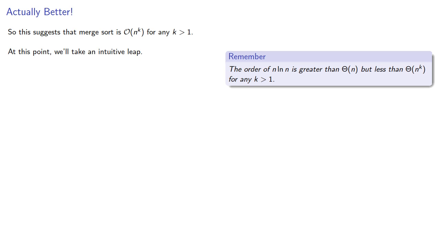So this suggests that merge sort is big O of n^k for some k between 1 and 2. At this point, we'll take an intuitive leap. Remember, the order of n log n is greater than the order of n, but less than the order of n^k for any k greater than 1. So might T(n) be big O of n log n?